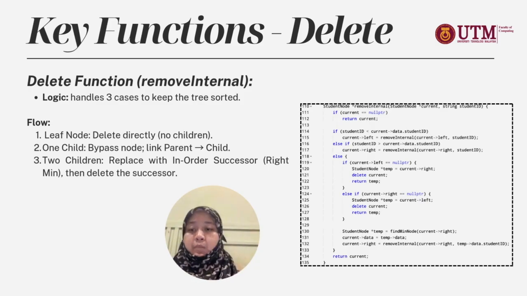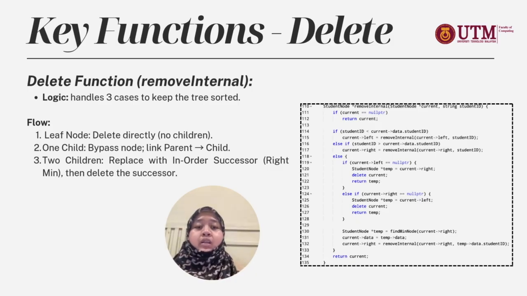The last part is case 3, in case the node has two children. This is the most complex case. When the node has two children, we need to keep the binary search tree property intact. The standard way to do that is to replace the node's value with its in-order successor, which is simply the smallest value in its right subtree.